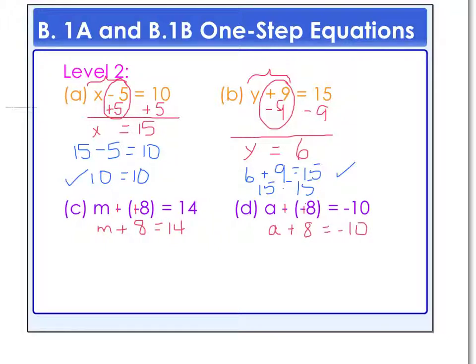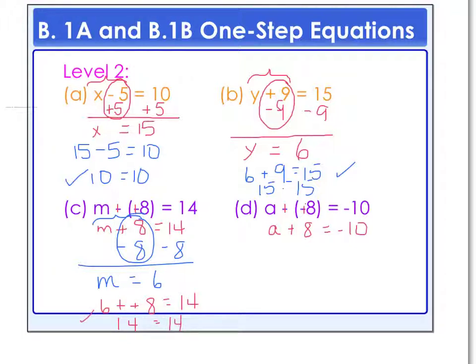So here we have m plus 8 equals 14. We're checking to see what's connected to our variable, and that's a plus 8. To undo that, we're going to do a minus 8. We have to do it on both sides. We've got 0, bring down our m, bring down our equal sign, and 14 minus 8 gives us 6. I'm going to go through and check. Does 6, going to the original, minus negative 8 equal 14? Remember, we have to keep it, change it, flip it. And 6 plus 8 does equal 14, so we know we got it right.